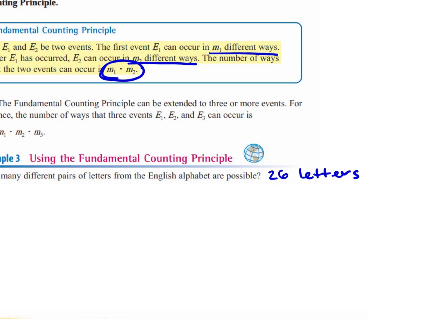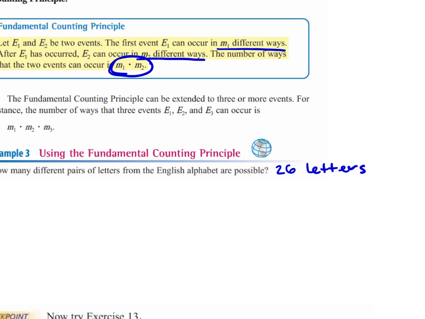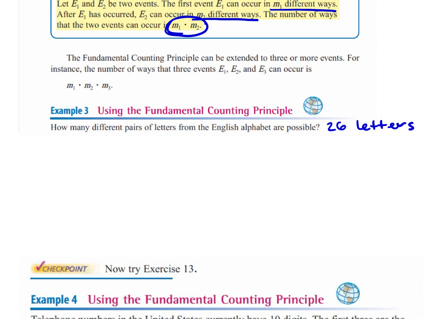We'll practice more. So if you're not super familiar with it yet, we'll get to it. But also on Canvas, I'll post a PDF of like a deck of cards laid out so you can kind of see it. And like I said, we'll get more into that tomorrow with 8.6. But a deck of cards is something that's important to know too. So let's get to example 3. How many different pairs of letters from the English alphabet are possible?